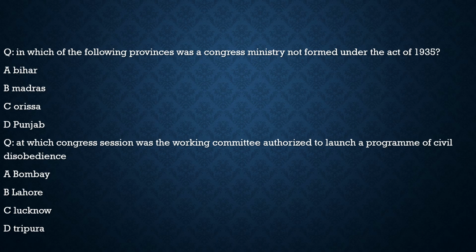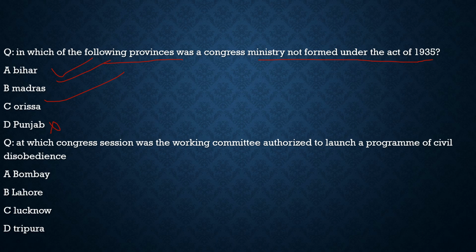The first question says, in which of the following provinces was a Congress ministry not formed under the Act of 1935? Is it Bihar? No, in Bihar it was formed. In Madras it was formed. In Orissa it was formed. In Punjab? No, it was not formed in Punjab. So the correct answer with respect to this question is option D. With this, let's move to another question.